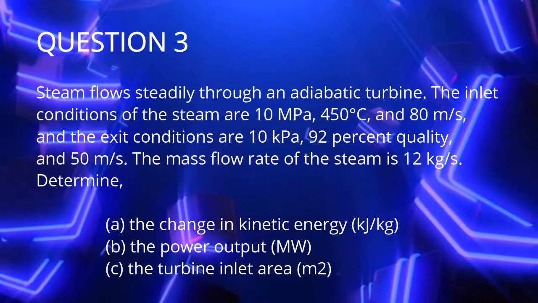Next, question number 3. Steam flows steadily through an adiabatic turbine. The inlet conditions of the steam are 10 megapascal, 450 degrees C and 80 meter per second, and the exit conditions are 10 kilopascal, 92% quality and 50 meter per second. The mass flow rate of the steam is 12 kg per second. Determine A, the change in kinetic energy in kilojoule per kg, B, the power output in megawatt, and C, the turbine inlet area in meter square.